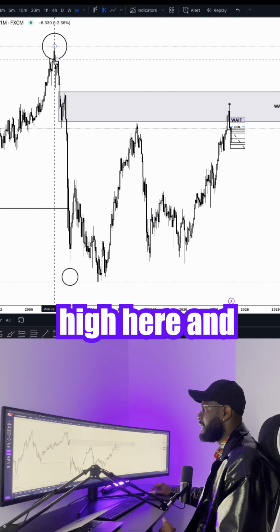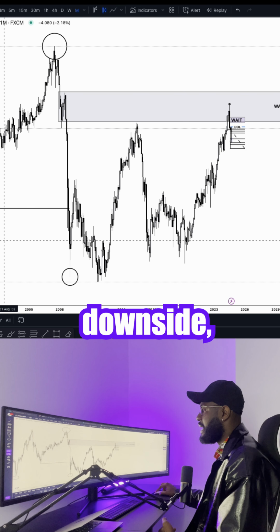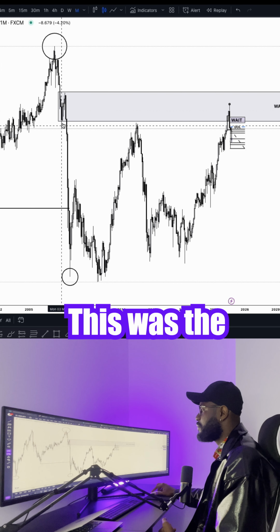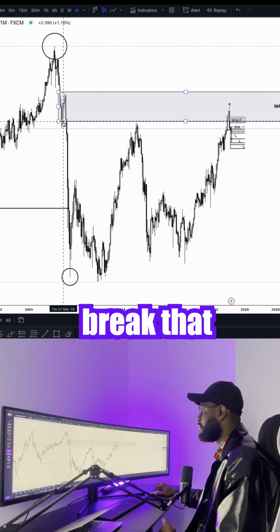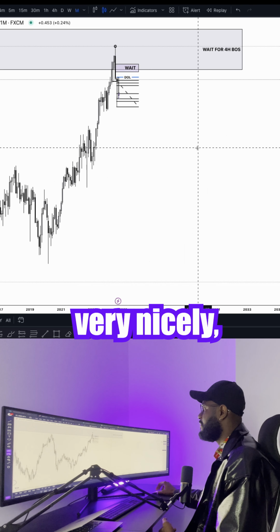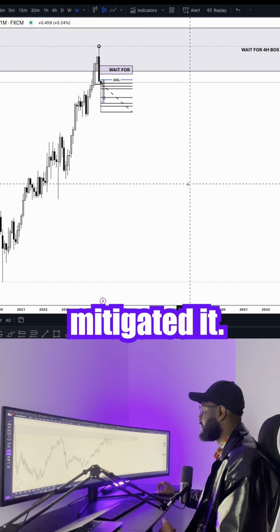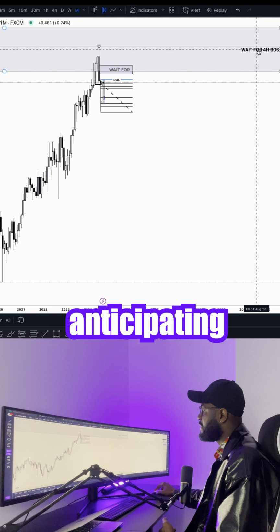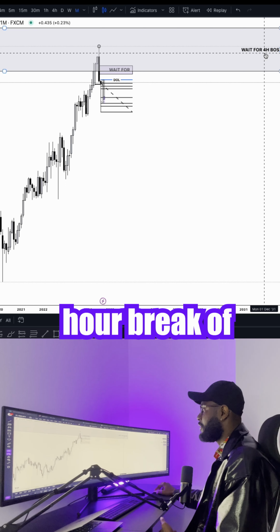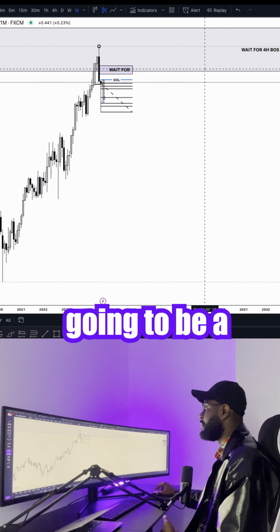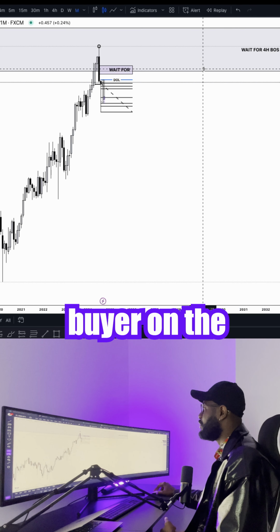This low created the high here and price dropped to the downside, broke that structure. This was the last up close candle before dropping to break that structure. And you can see very nicely, price mitigated it. And after that mitigation, I'm anticipating to see a 4-hour break of structure for me to confirm whether I'm going to be a seller or a buyer on the long term.